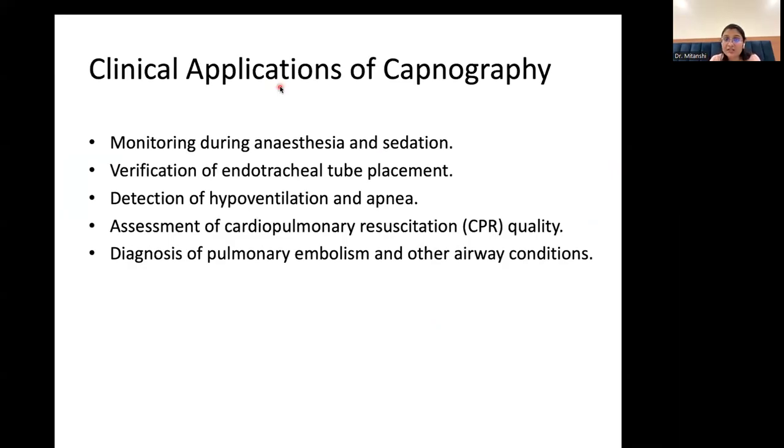Now, clinical applications of capnography: monitoring during anesthesia and sedation, verification of endotracheal tube placement, like we discussed, detection of hypoventilation and apnea, assessment of CPR quality, diagnosis of pulmonary embolism, and other airway conditions. We saw that.